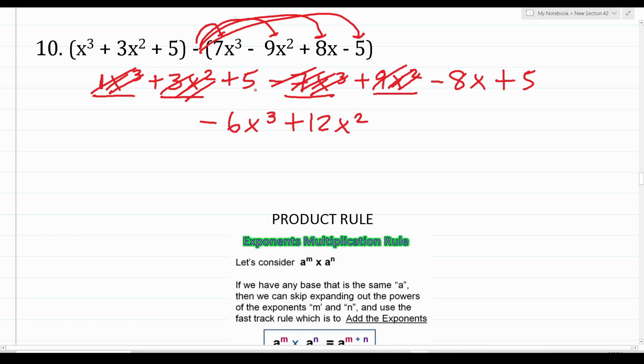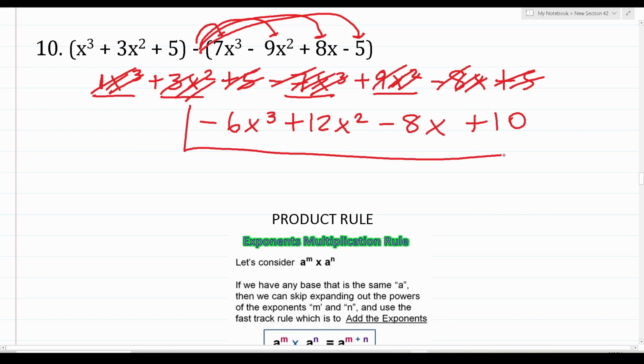And then before we deal with these whole numbers, we have this variable of just x to the first to deal with. So let's bring that down here so that our polynomial is in order at the end. So we have negative 8x. This crosses out. And then finally, we have 5 plus 5, which is 10. And we can cross those out. So as we can see, when we subtract this trinomial by this quadrinomial, the result is this.